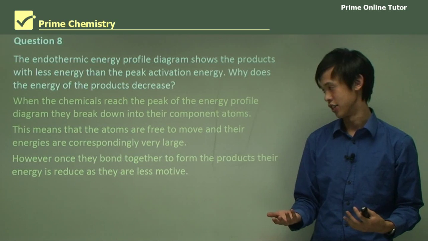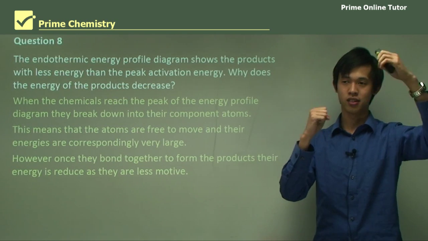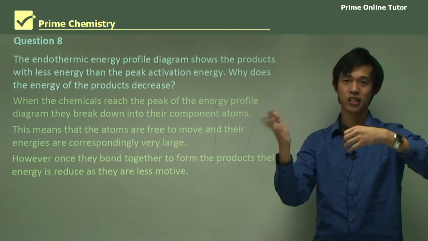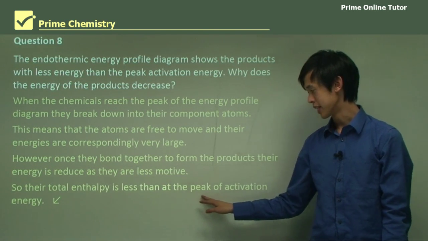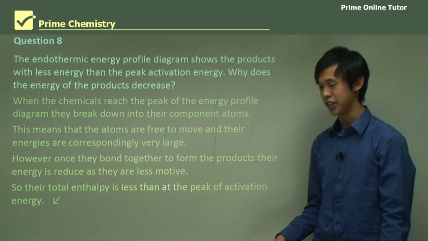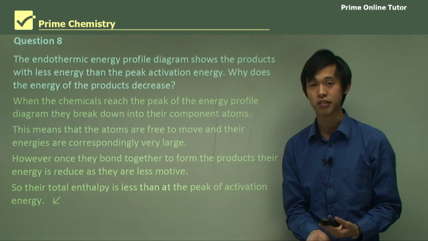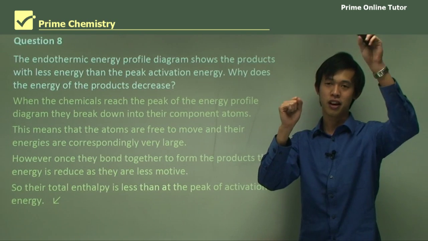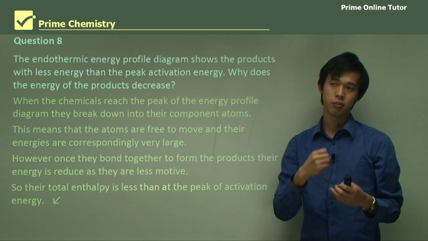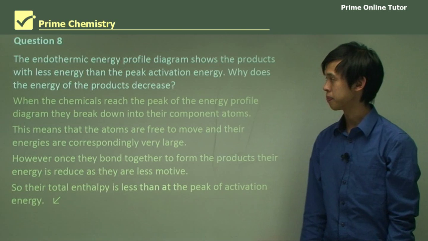You always release energy. So the energy must come down then, because when you form new bonds, you have to release some of that energy. So their total enthalpy is less than that at the peak of activation energy, because they released some of that energy and became less mobile. Okay? So that's why there's that hump, because they do have to decrease their enthalpy a little bit, because they're emitting some energy back to the environment. Okay?